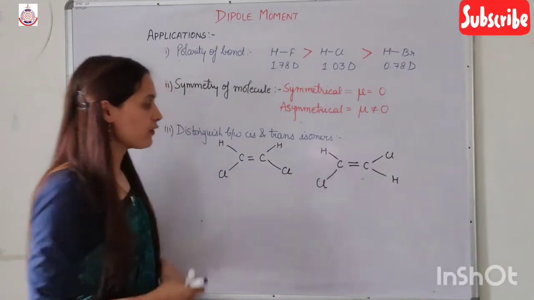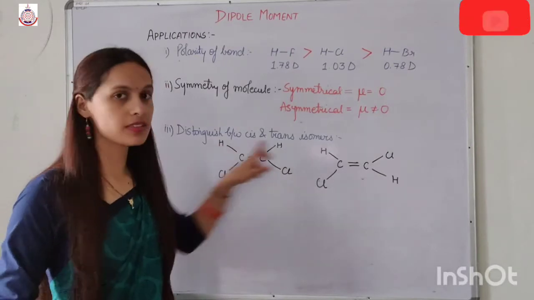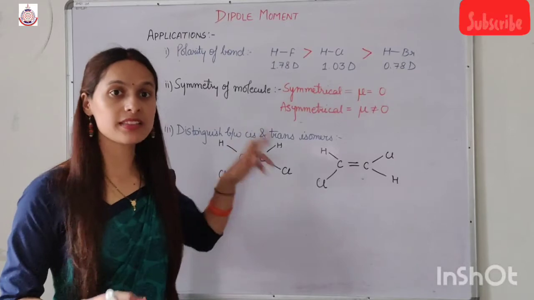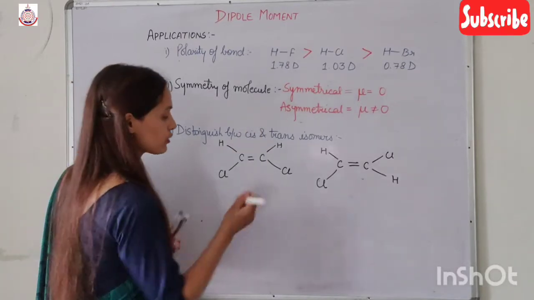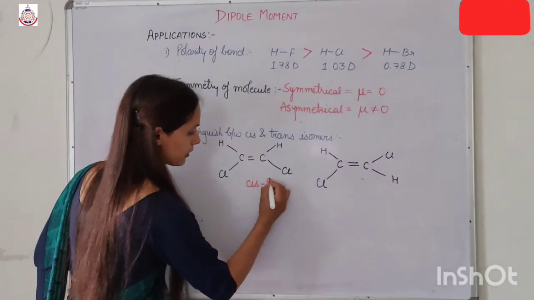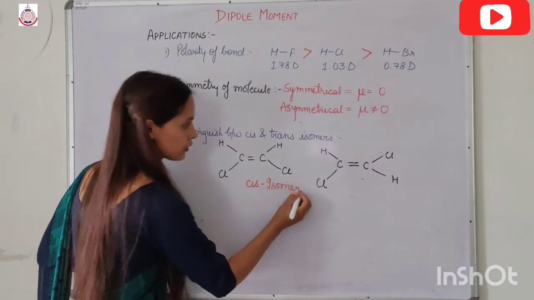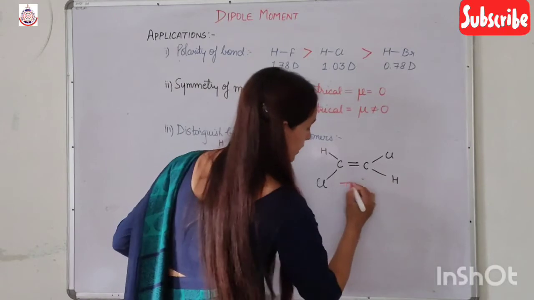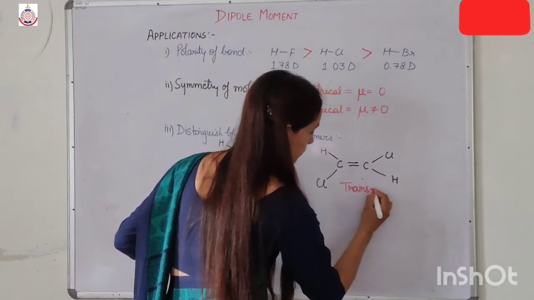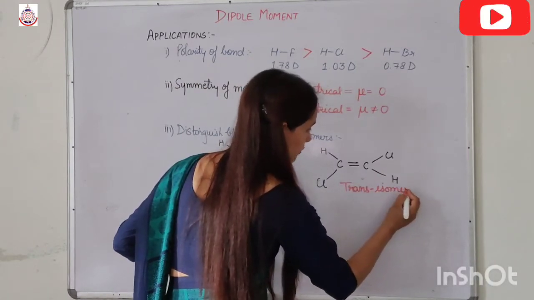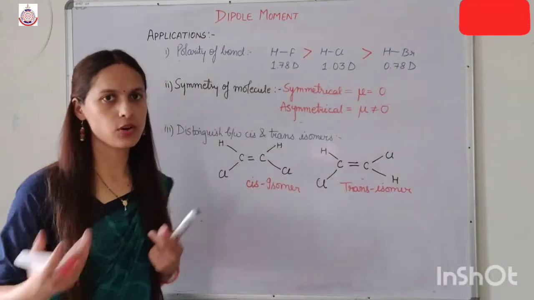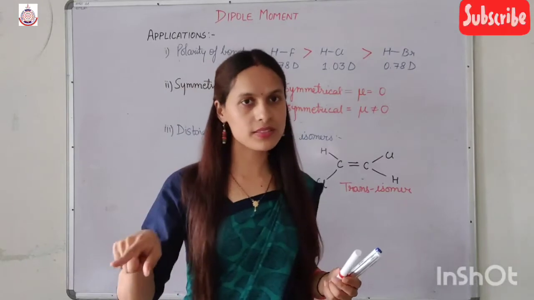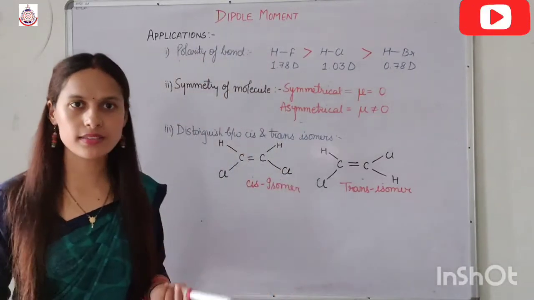When we have similar atoms on the same side, if we have similar atoms in both the carbons on the same side, then it is known as cis isomer. And if we have same atoms in the opposite direction, then it is known as trans isomer. Cis, common, C common, C cis. So if we have common atoms at the common side, then it is cis, otherwise it is trans.